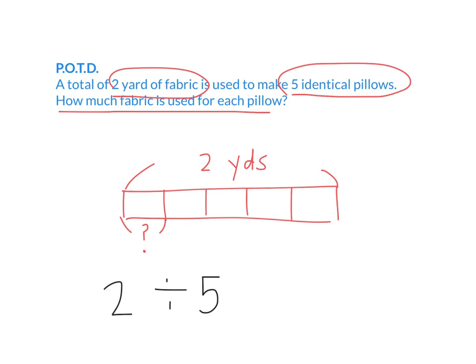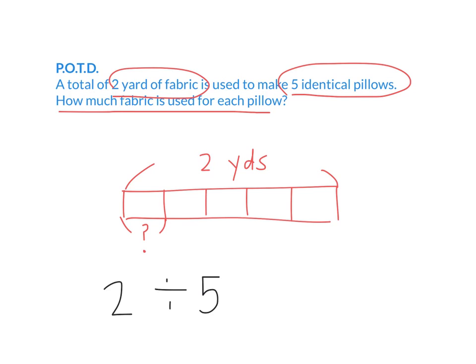How do I know here that 2 is my whole? Talk at your table groups. The problem tells us that we are starting with a total of 2 yards of fabric. So you have to act it out in your head. I'm not taking 5 pillows and splitting them up to become 2 yards of fabric, right? I'm splitting up 2 yards of fabric.